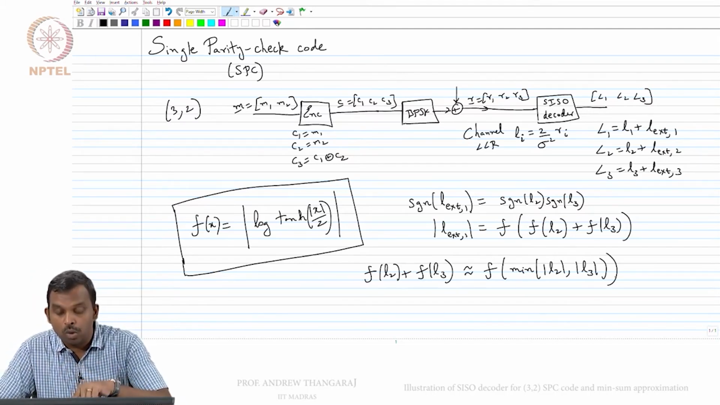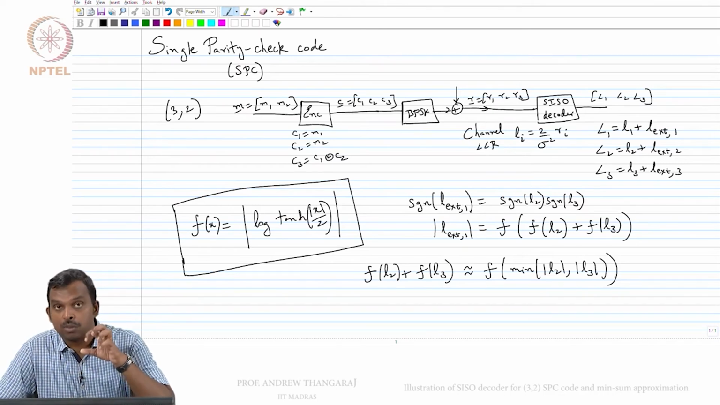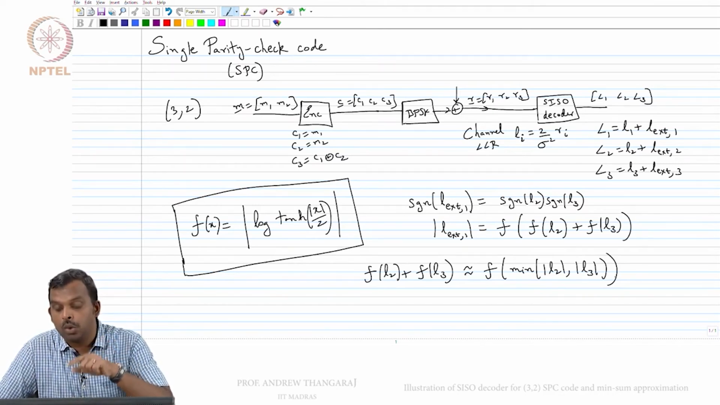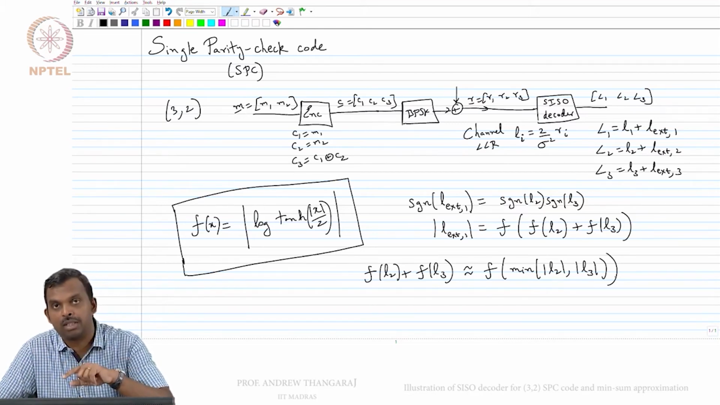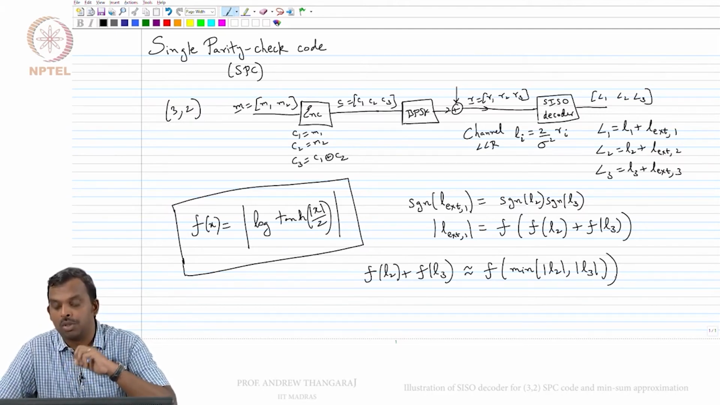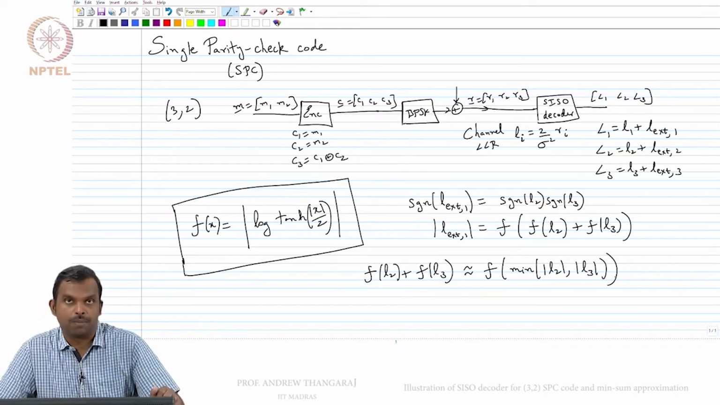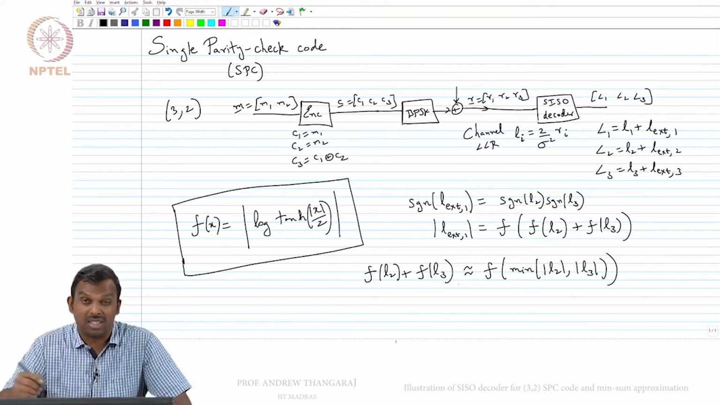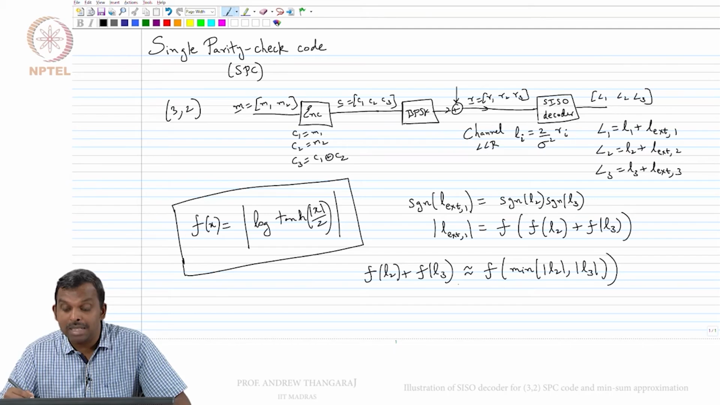Okay, so out of L2 and L3, whichever is smaller in absolute value is going to dominate the sum f of L2, f of L3. So f of L2 plus f of L3 is dominated by the minimum of the two values. So, f of min of absolute value of L2 comma absolute value of L3 is a good approximation. Okay, so this is once again approximate, it's not exact, but it's a nice approximation.